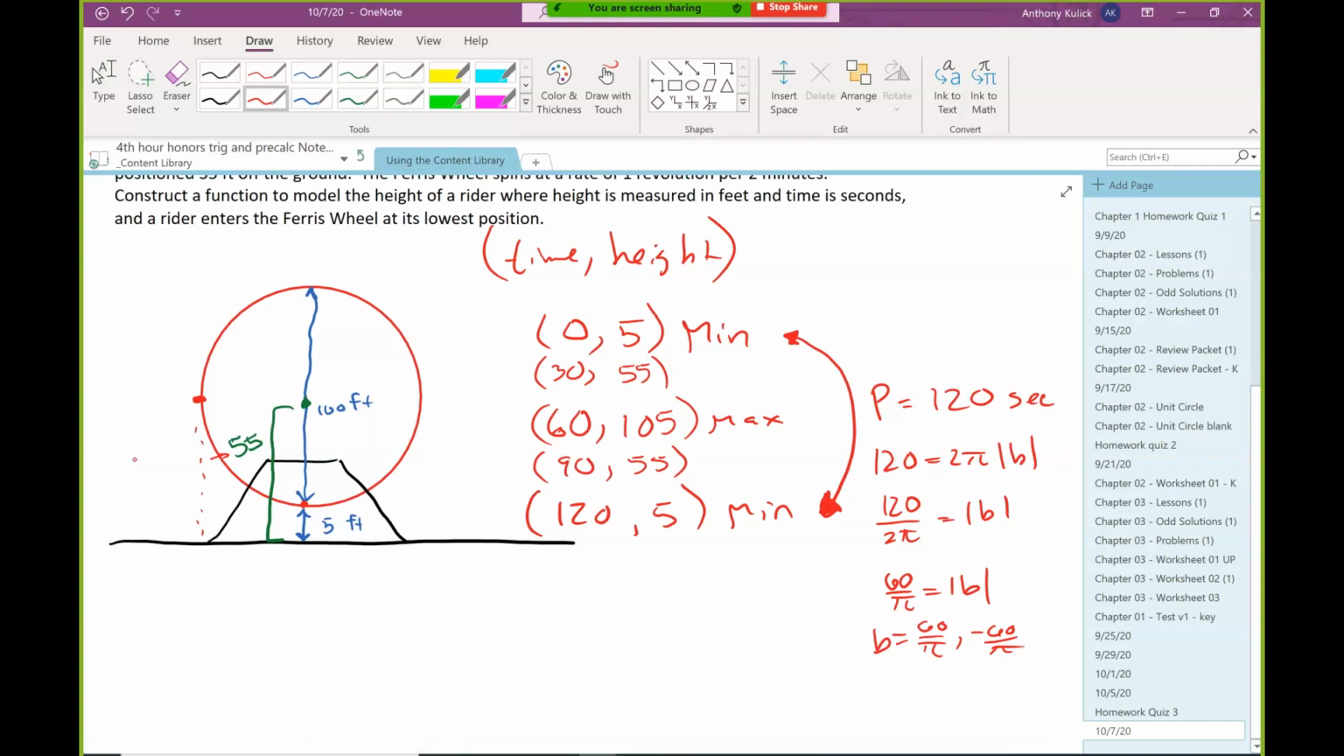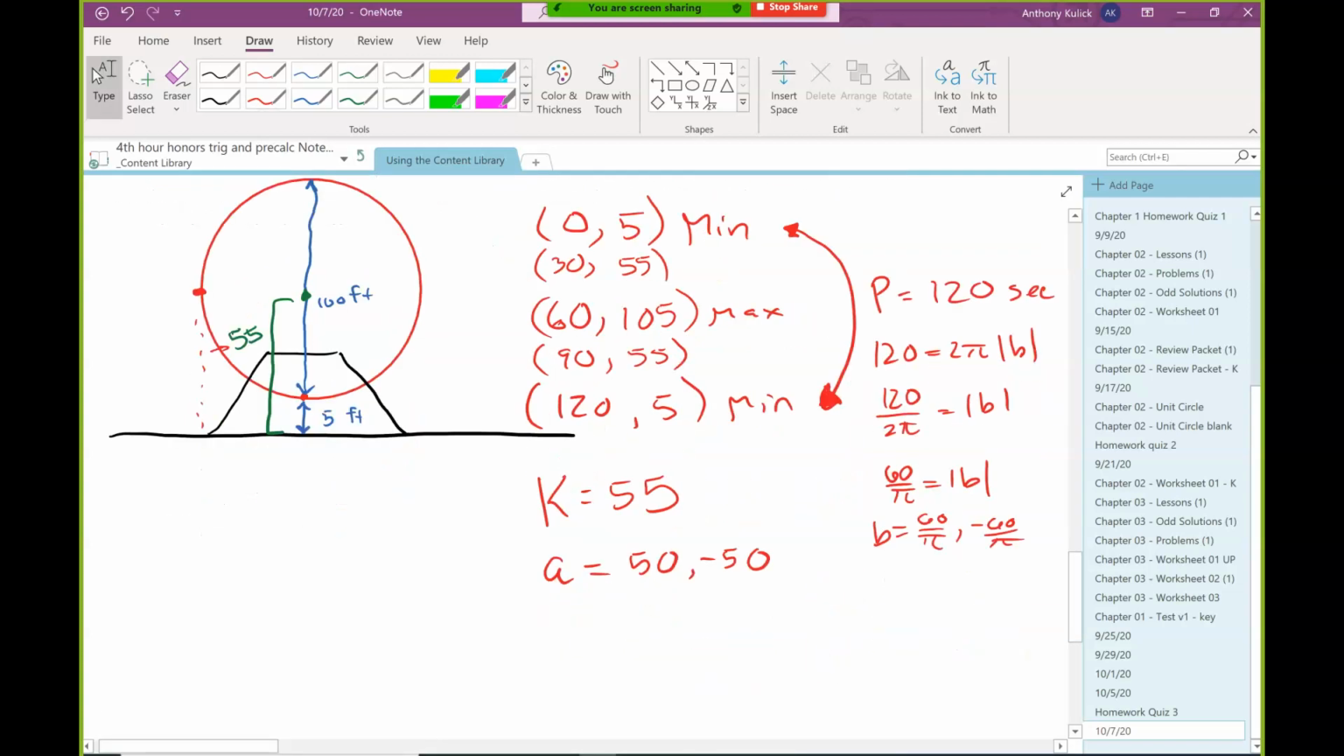So let's fill in some values. Now that we have all these points, it should be really clear what some of these values are, right? What's my value for K? 55, right? The y coordinate from the midline point. And what's my value for A? 50 or negative 50, right? Everybody okay there?